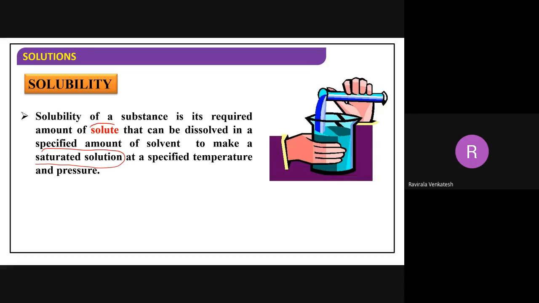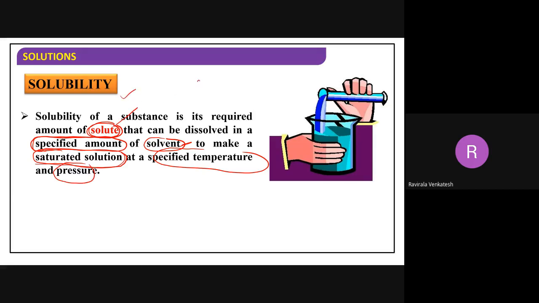We are adding some solute to a solvent in which the amount is specified, maybe something like 100 ml. The amount of the solvent is specified. Now, how much amount of solute are you dissolving in this solvent to make what type of solution? A saturated solution. The conditions, temperature and pressure, must be specified. And whatever the amount of solute you are adding, that is called solubility.